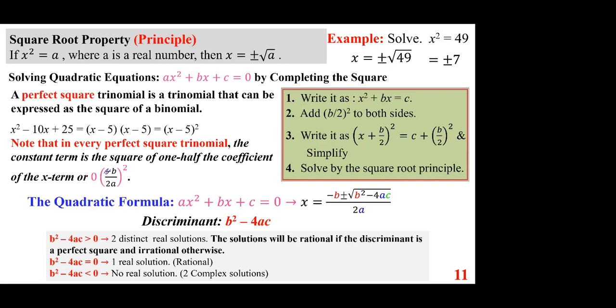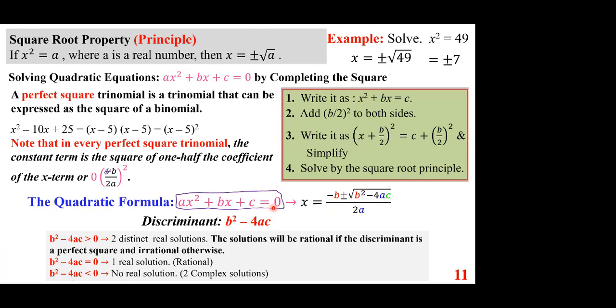Ax squared plus bx plus c equals 0. This is in standard form. And we use x equals minus b plus or minus the square root of b squared minus 4ac, over 2a. This is the discriminant. A lot of interesting things come out of the discriminant.